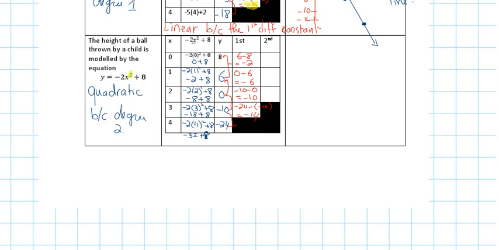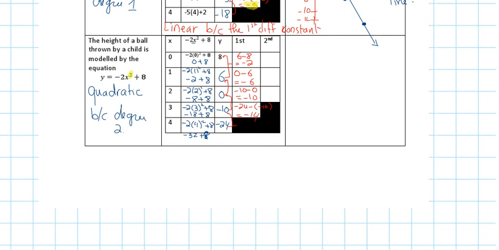So what's up with the first difference? Is it constant? Did we expect it to be constant at all? No, because this is not a linear function, right? Only a linear function will have the first difference constant. Are we okay with this so far?